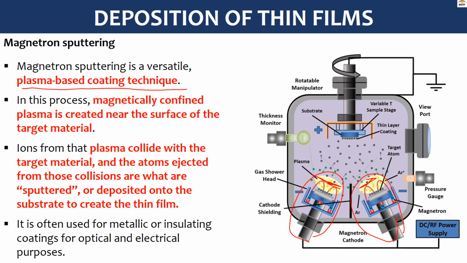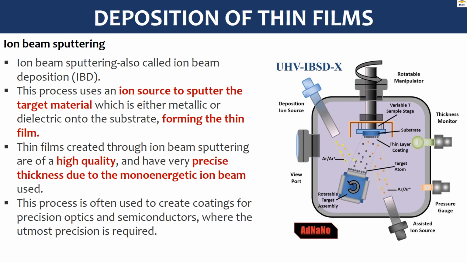The atoms that are ejected from the collisions are the ones that are sputtered, in all directions. However, some will be directed to the substrate material here, and that is where deposition occurs. So that's magnetron sputtering. Then you also have your ion beam sputtering. You've got your ion source here.